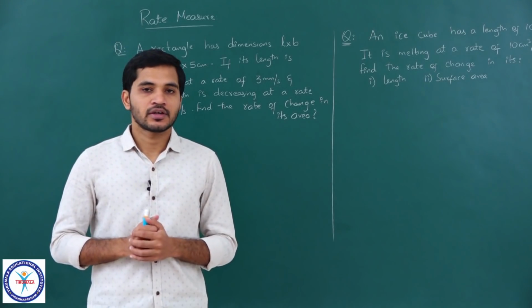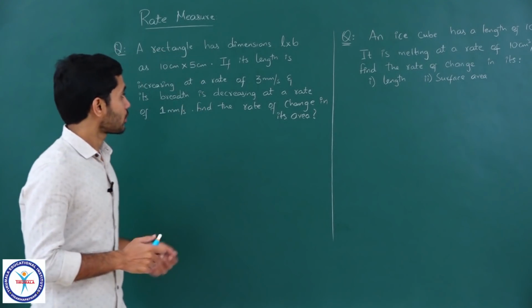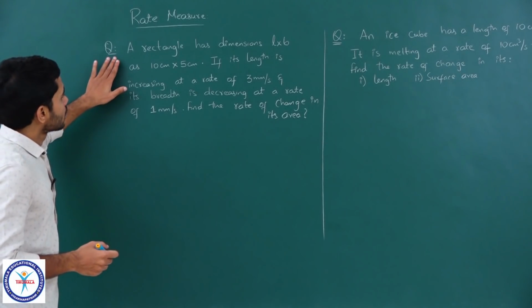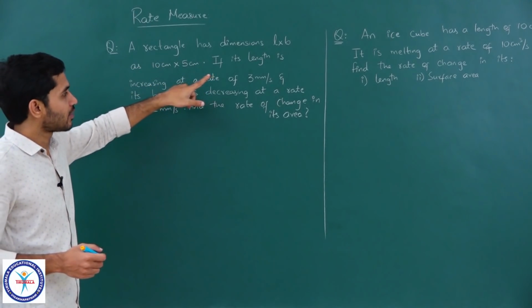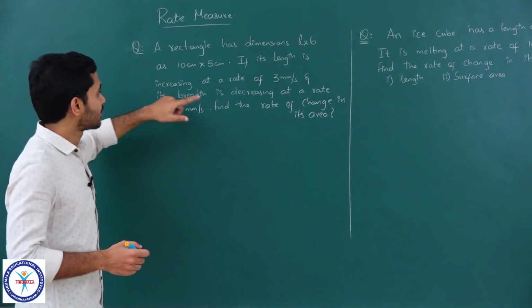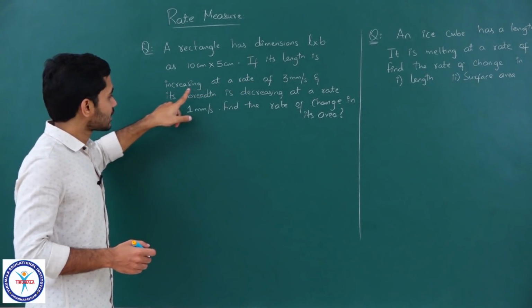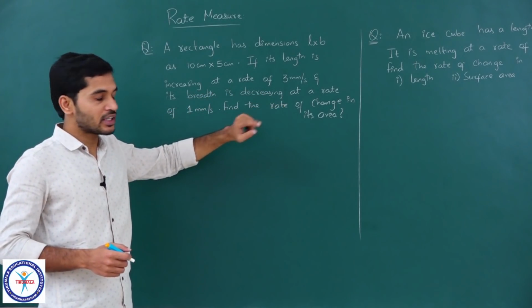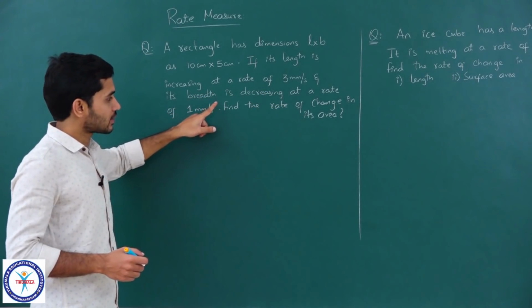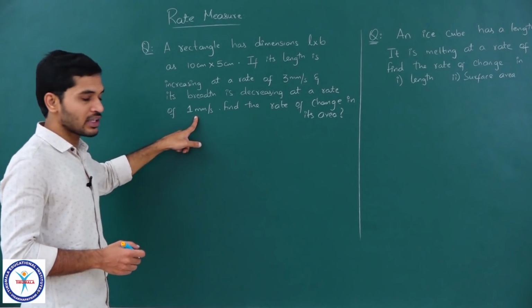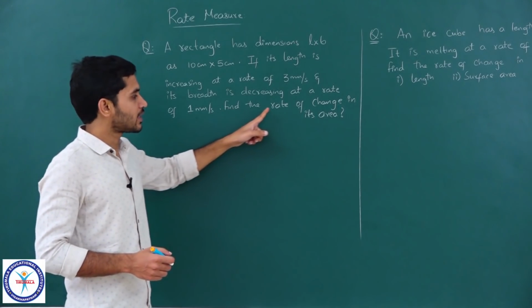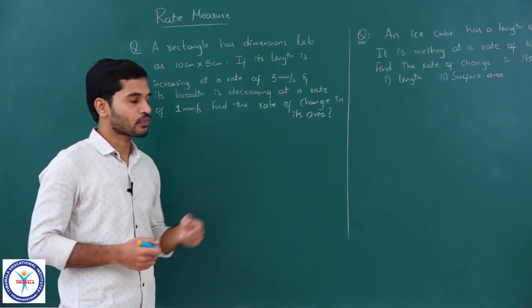So students, we will see a few more questions now on rate measure. Here they have given that a rectangle has the dimensions length into breadth given by 10 centimeters by 5 centimeters. If its length is increasing at a rate of 3 millimeter per second and its breadth is decreasing at a rate of 1 millimeter per second, find the rate of change of its area, clear?